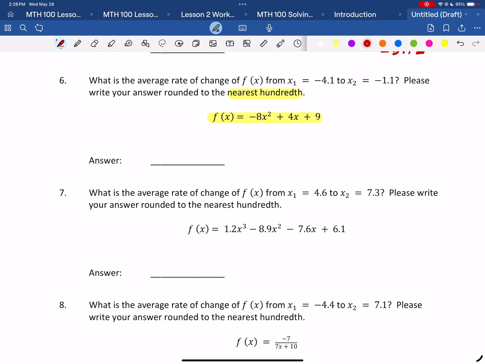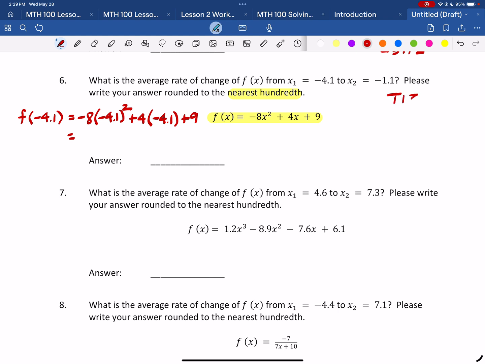So let me demonstrate for you the kind of work you're going to need to show on a test. You're going to write f of negative 4.1 is negative 8 times negative 4.1 squared. Let me create a little more space here. Plus 4 times negative 4.1 plus 9. So I'm actually going to show what I'm doing. Now from here on out I'm going to use my calculator though.